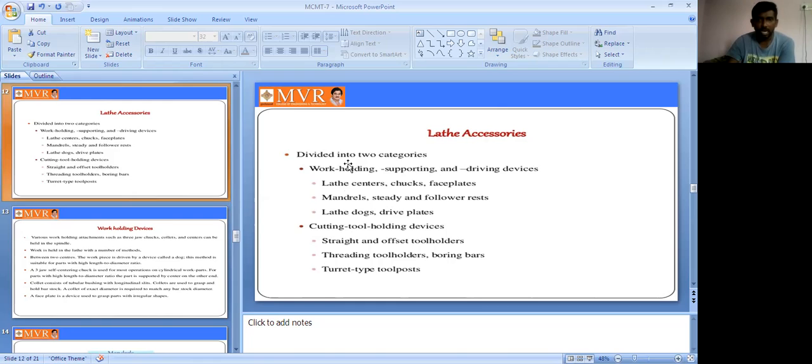Work holding devices are classified into 2 types, based on the cutting tool. So these are work holding devices and tool holding devices. What are the work holding devices? Lathe centers, chucks, face plates, mandrels, steady and follower rests, lathe dogs, and drive plates. These are the work holding devices you can see on a lathe machine.